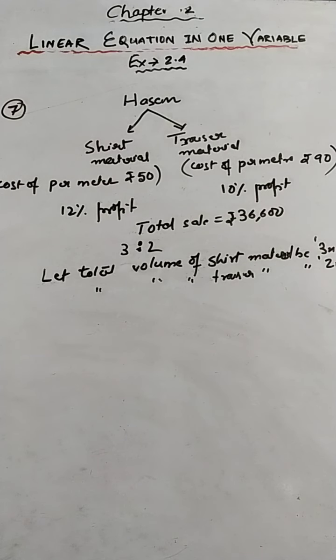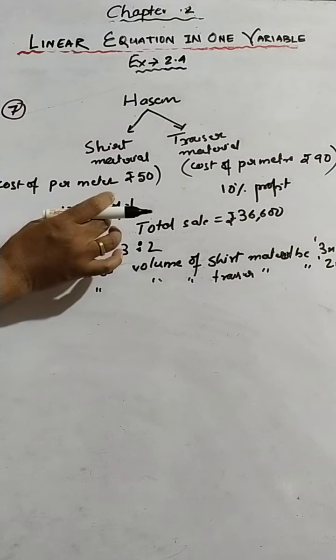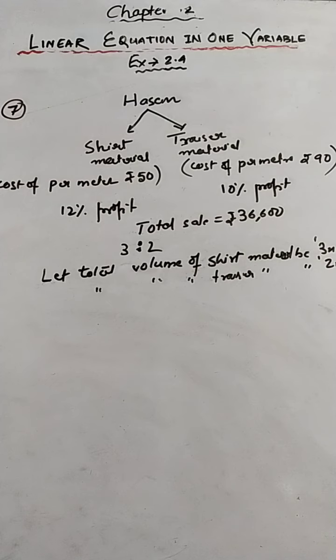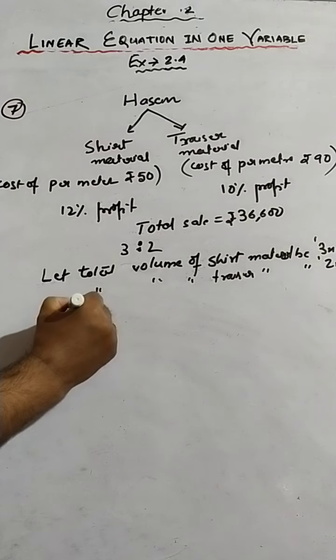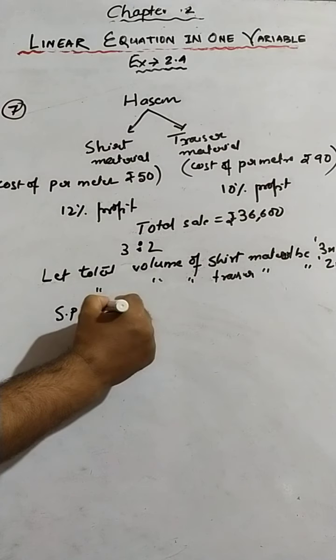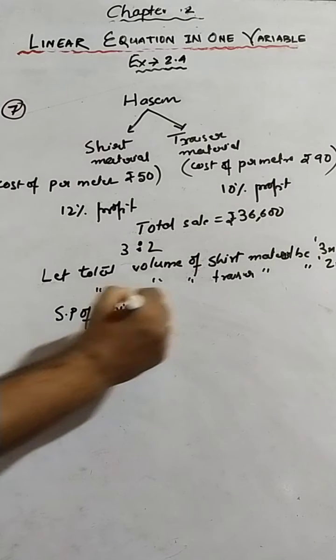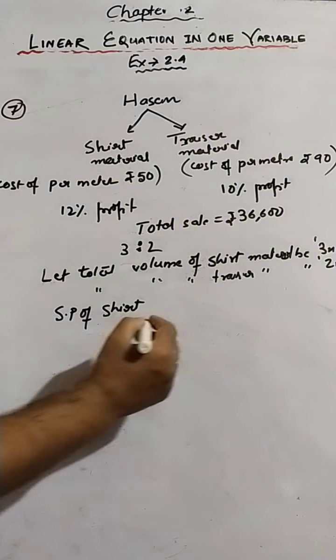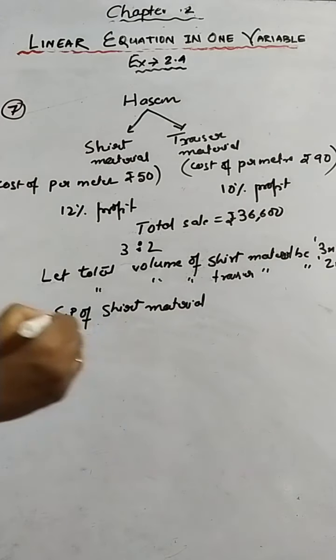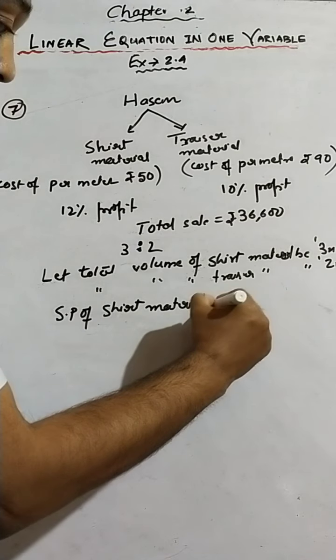Now we have to also see what is the selling price of shirt material per meter when they are doing 12% profit on rupees 50. Now let's find out. So selling price of shirt material per meter.